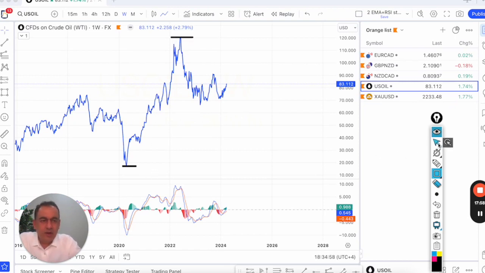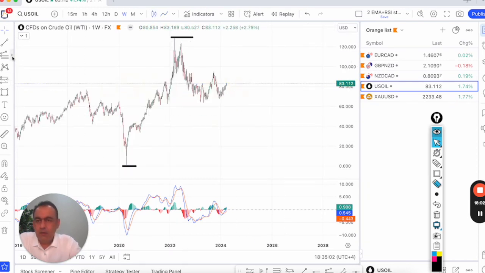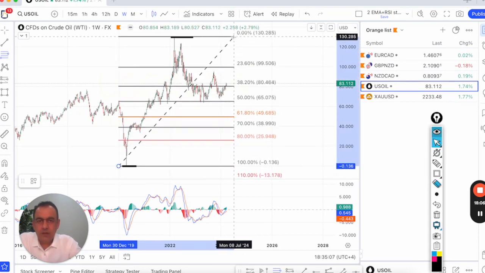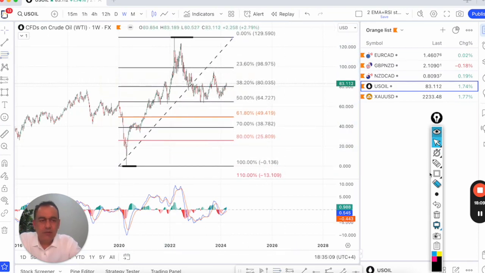So I'm going to mark the fib retracement here. I'll start from the lowest to the highest. The market retraced back, this instrument retraced back towards 50%, and now it's rising again, and this rise is again expected in an ABC pattern. So we have completed A and B. Right now it's forming C.